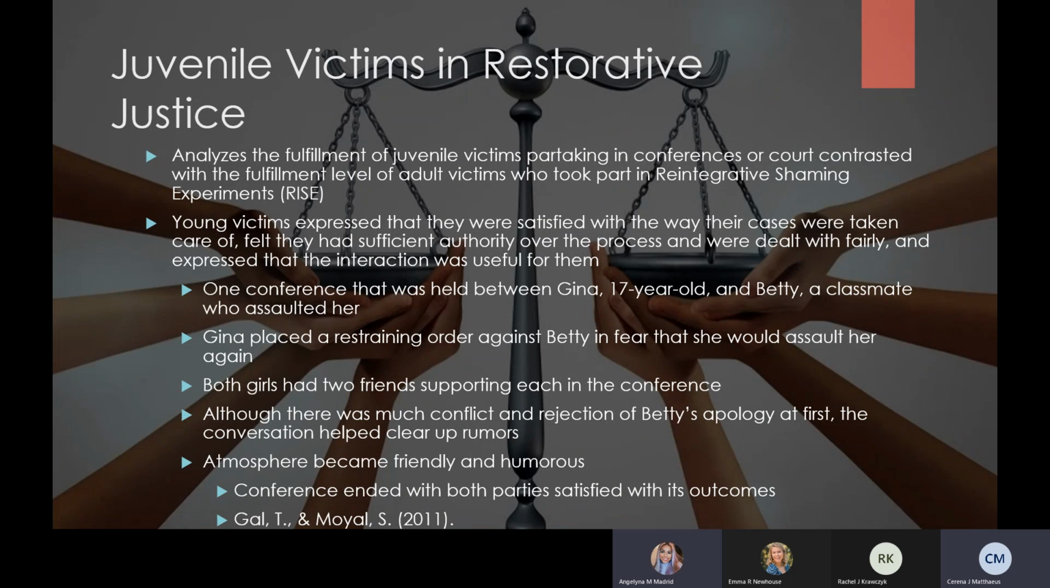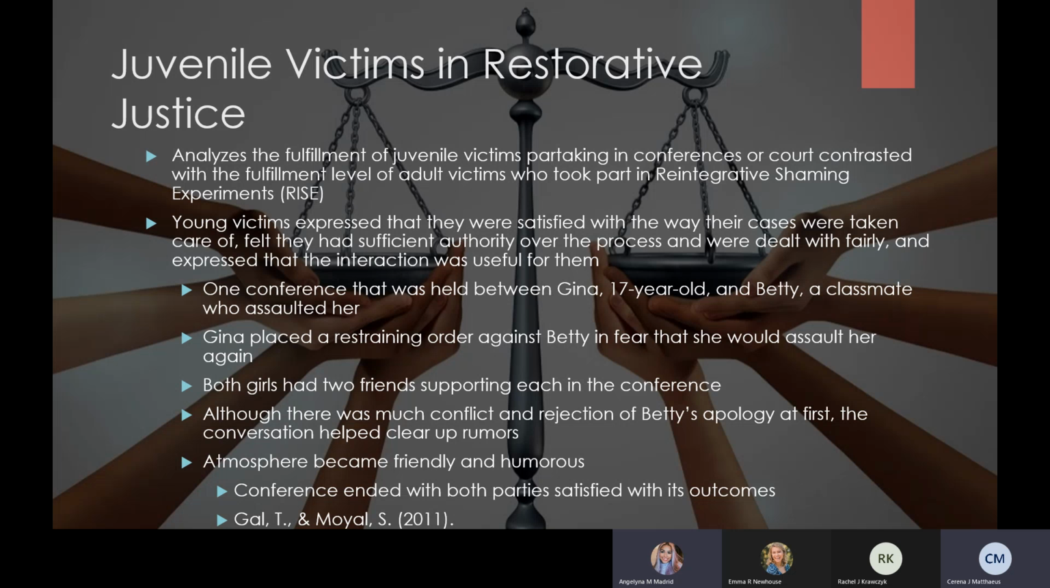The study, Juvenile Victims in Restorative Justice, analyzes the fulfillment of juvenile victims partaking in conferences or courts, contrasted with the fulfillment level of adult victims who took part in reintegrative shaming experiments, also known as RISE. Typically, young victims expressed that they were satisfied with the manner in which their cases were taken care of, felt they had sufficient authority over the process and were dealt with fairly, and expressed that the interaction was useful for them.